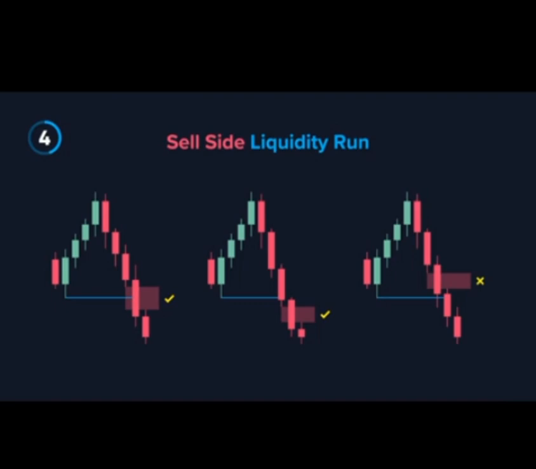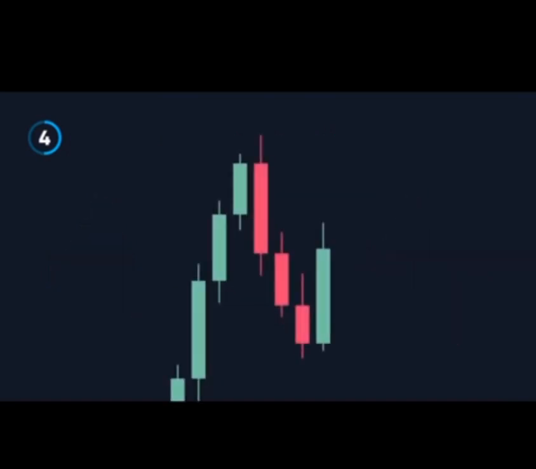As for liquidity runs on the sell side, we use the exact same principles, just upside down. This means we are looking for the creation of a fair value gap either within the breakout of the liquidity level or underneath it. We don't want to consider the fair value gaps that formed above the level. So let's now talk about liquidity sweeps.